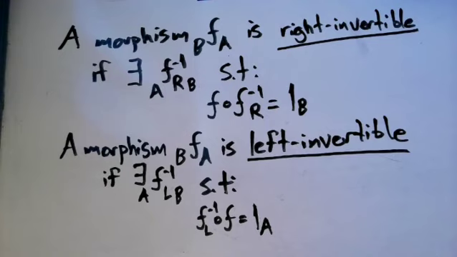Next, we'll look at right and left invertible morphisms. So a morphism F from A to B is called right invertible if there exists a right inverse, that is, a morphism from B to A, call it F_R^{-1}, such that F composed with its right inverse is equal to the identity morphism on B. And similarly, a morphism F from A to B is called left invertible if there is a left inverse morphism F_L^{-1} from B to A, such that the left inverse composed with F gives us the identity morphism on A.